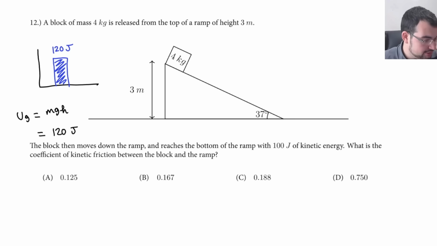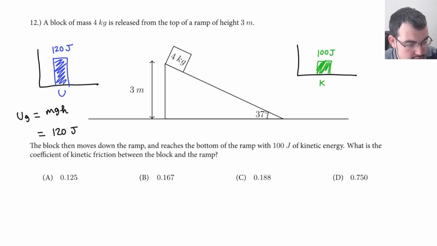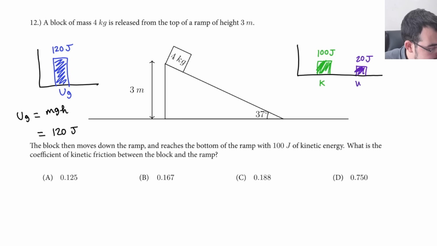Then, if I look at what's happening at the bottom of the ramp, it says there's 100 joules of kinetic energy. So notice that energy is not conserved yet, because now I only have 100 joules of kinetic energy at the bottom. So friction must have stolen exactly 20 joules of the system's energy. So once again, it's just going to be a work energy theorem now.